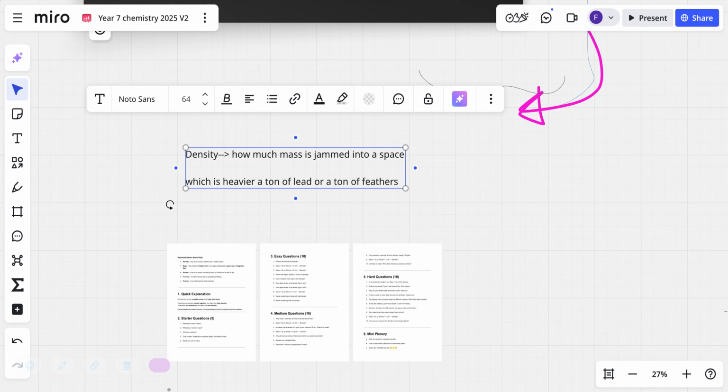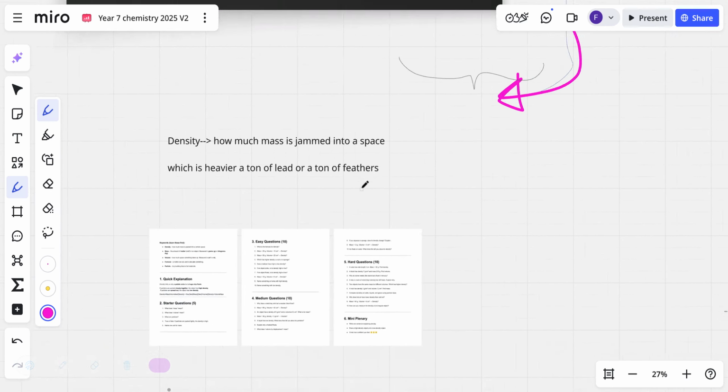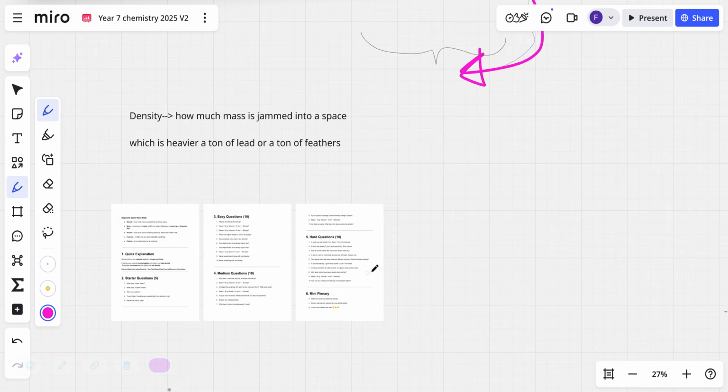And I want you to picture it. A ton of lead will take up a lot less space than a ton of feathers. Feathers are less dense. There is less mass in a given space. So this is the whole idea of density. Lead is denser, right? And there's actually a formula for working this out, but I'm not really going to tell you the formula. The unit we're going to use today is grams per centimeter cubed.